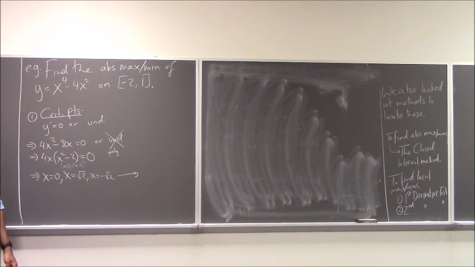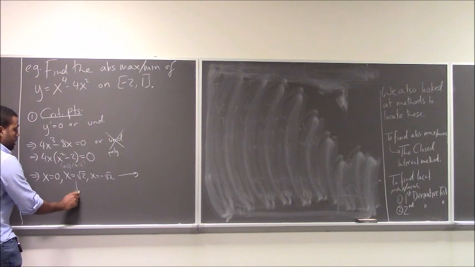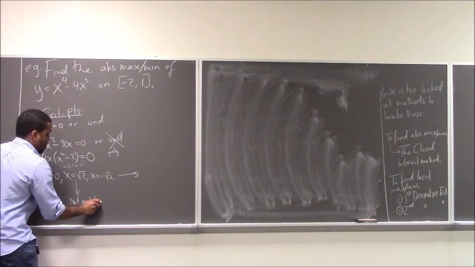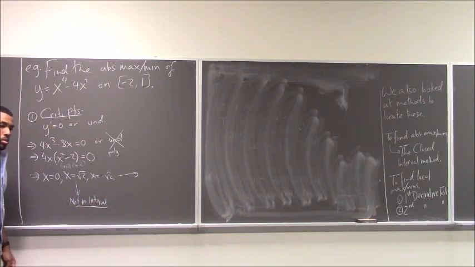Square root of 2's out of it. Right. Notice that this guy is not in the interval. So there are times when in step 1, you can get a bunch of answers, but not all of them are to be considered. You're only considering the ones that are in the interval.